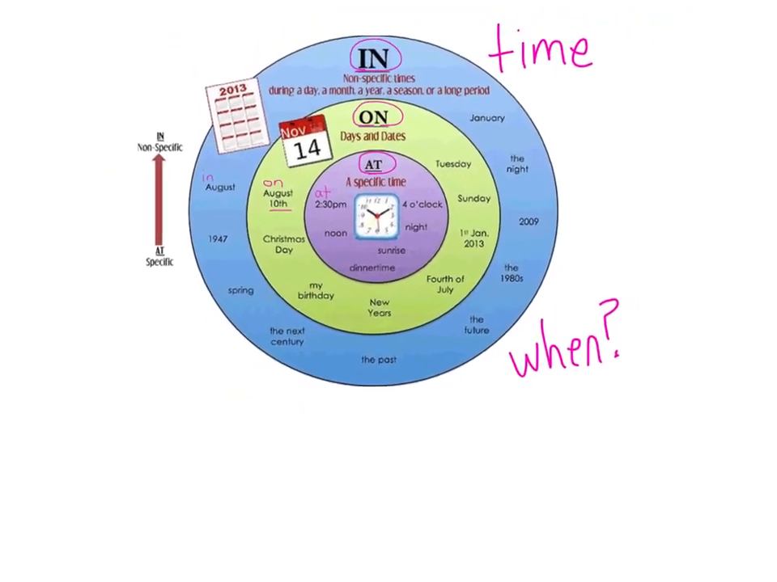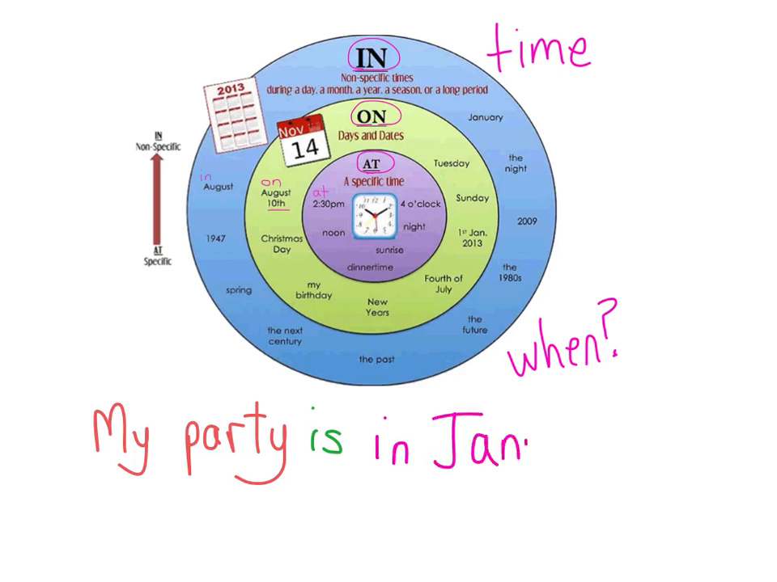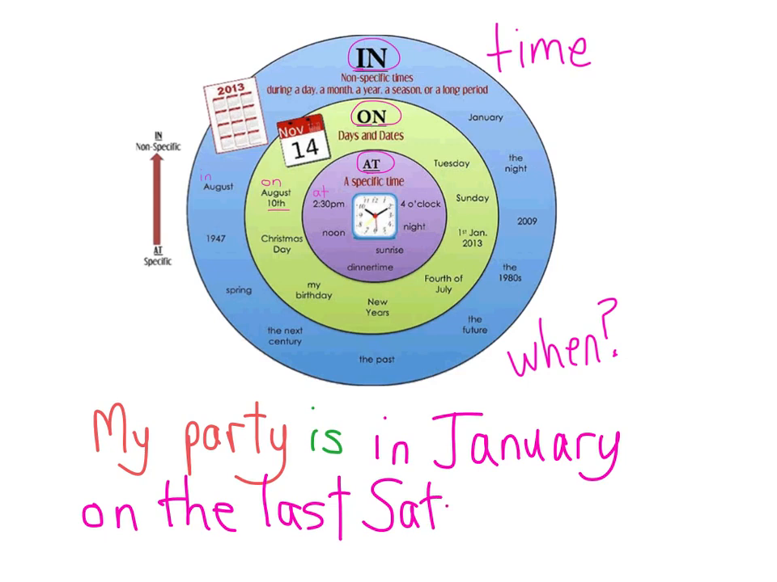We could, in one sentence, say, my party, that'll be my birthday party, is, let's see here, my party is in January, on the last Saturday, at 2:00 p.m.